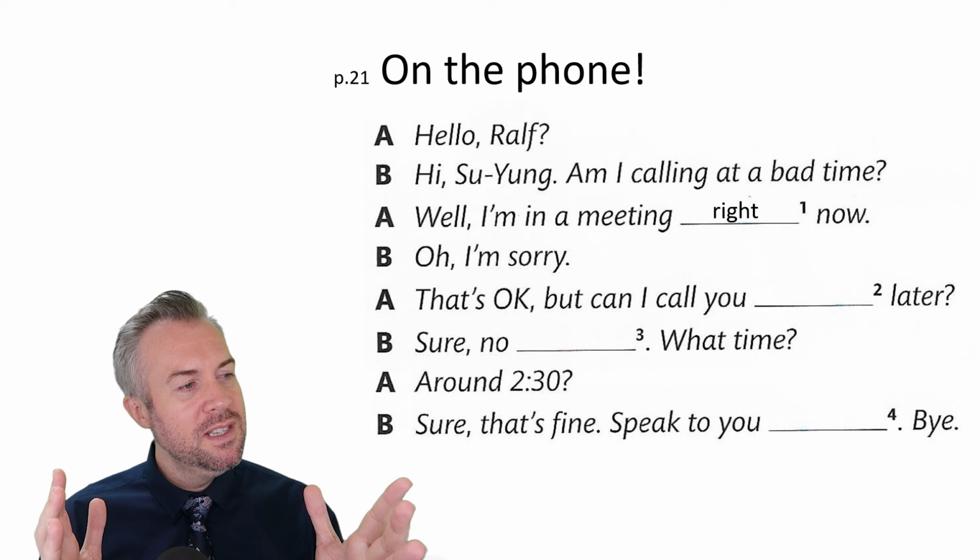How about number 2? Next, Ralph apologizes. Oh, I'm sorry. And Soo-young says, that's okay, but can I call you back later? Can I call you back later? So maybe after the meeting, Soo-young will call Ralph back, return his call. Ralph says, sure, no problem. Number 3, no problem.